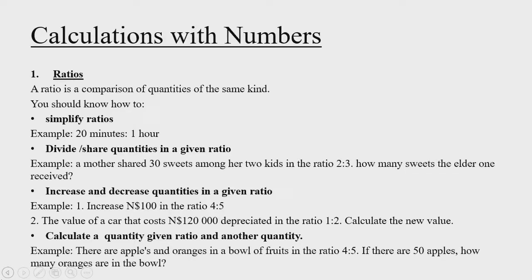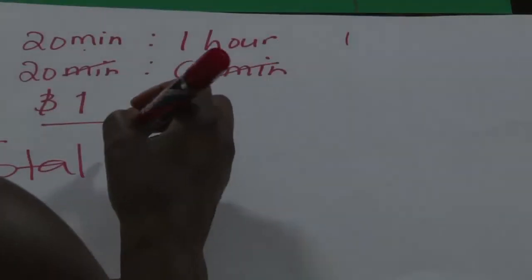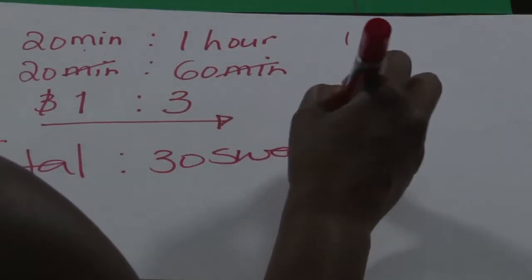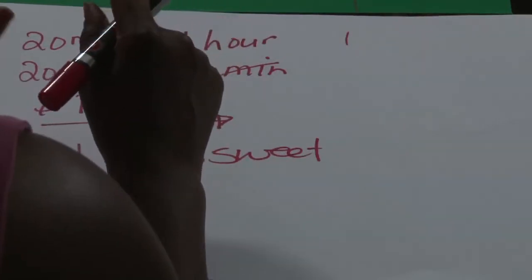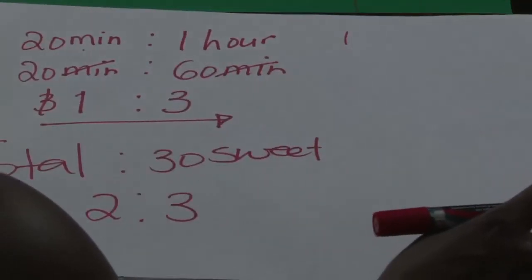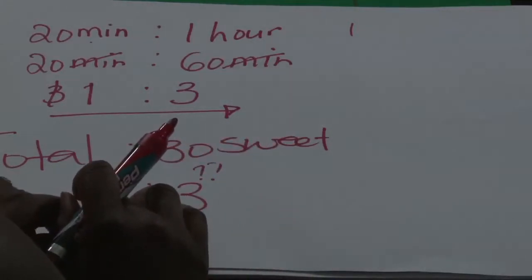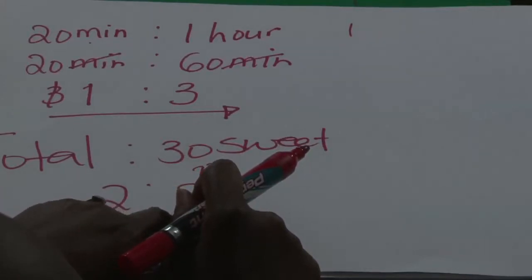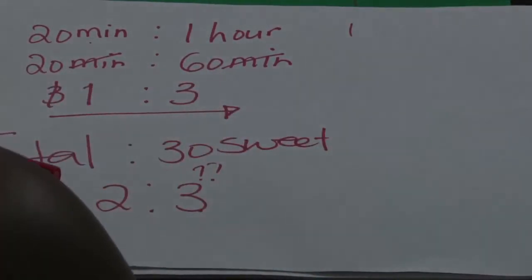Let's move on to dividing or sharing quantities in a given ratio. I have an example. A mother shared 30 sweets among her 2 kids in the ratio 2:3. How many sweets did the elder one receive? So we have a total of 30 sweets to be shared between the 2 people in the ratio 2:3. The question is asking us to work out how much the older person will get. Of course, 2 is smaller than 3, so the 2 is for the smaller kid and the 3 is for the older one. The question is asking how many sweets this person will get.